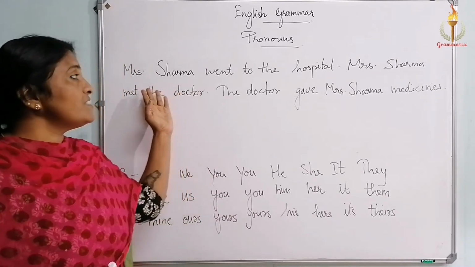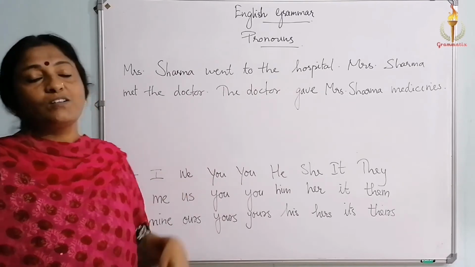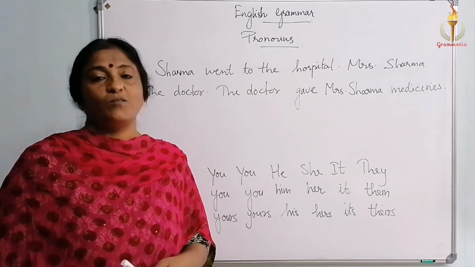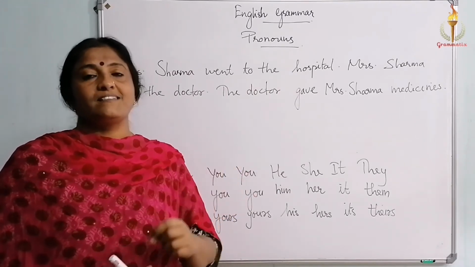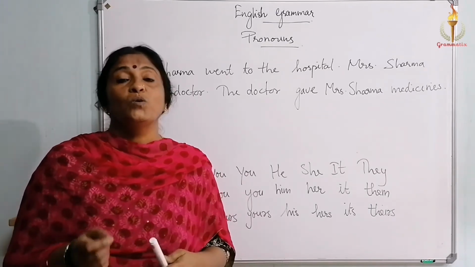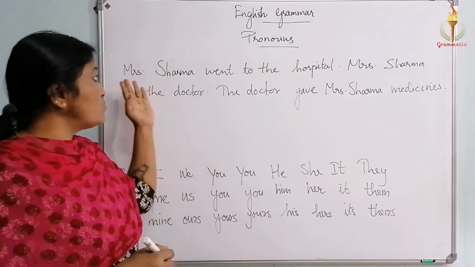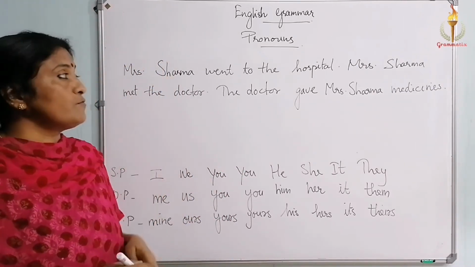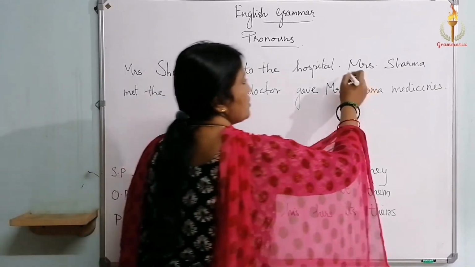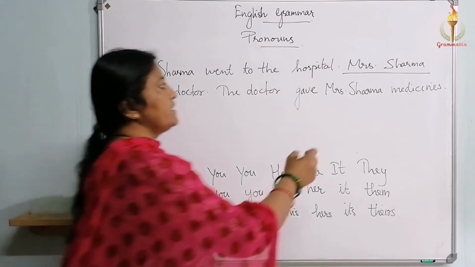So Mrs. Sharma went to the hospital. Mrs. Sharma met the doctor. The doctor gave Mrs. Sharma medicines. Now in these 3 sentences, Mrs. Sharma is the noun that is repeating, so we need to change it into pronouns. How can we change? So Mrs. Sharma went to the hospital, that's the first line. Second line, Mrs. Sharma met the doctor, and the third, the doctor gave Mrs. Sharma medicines.